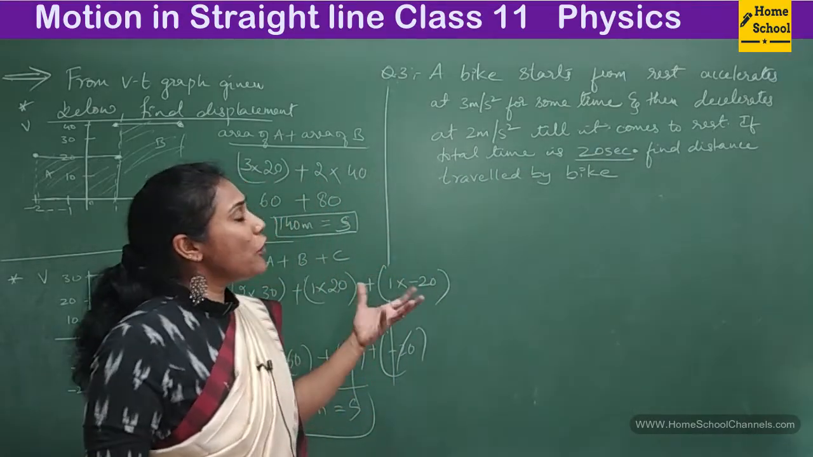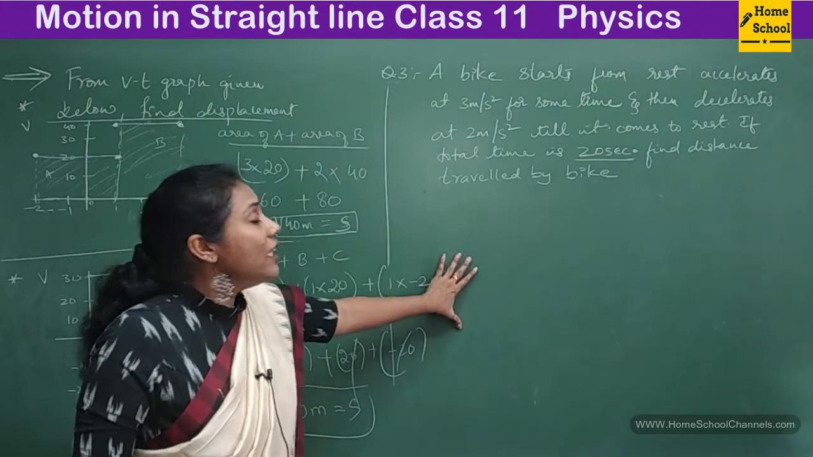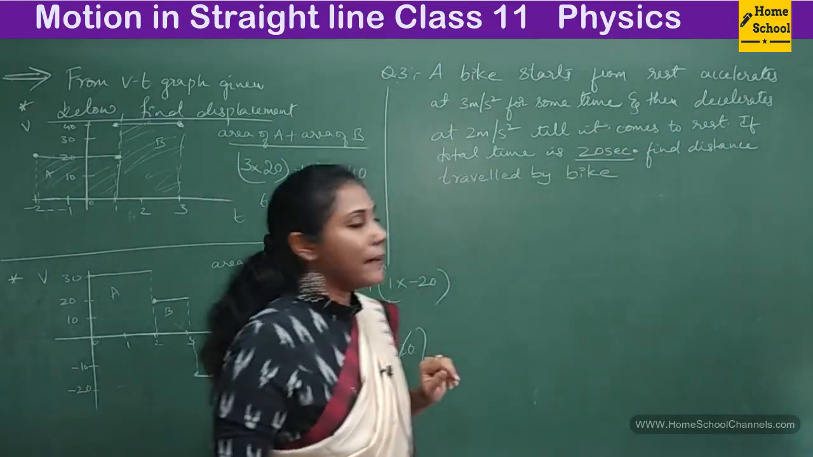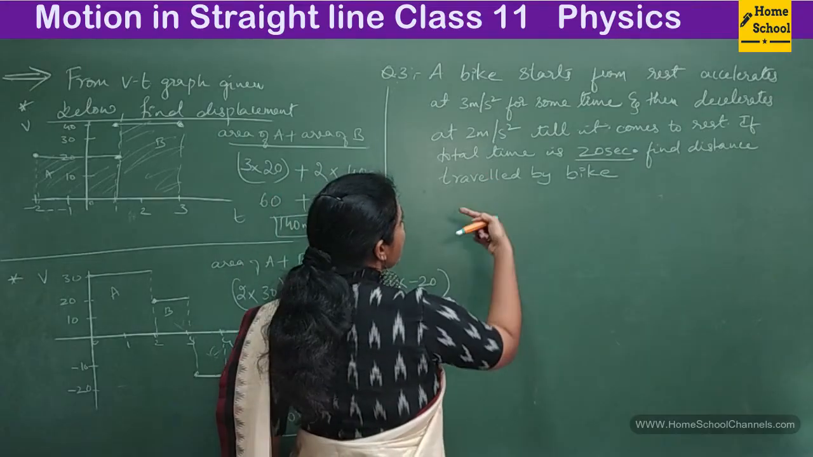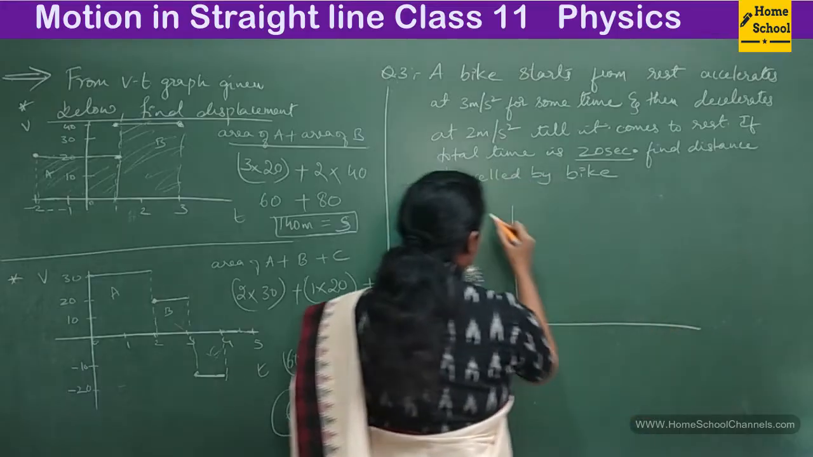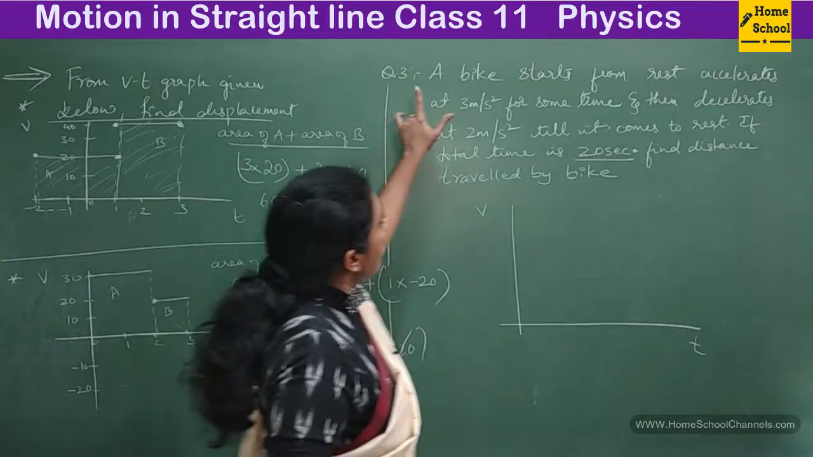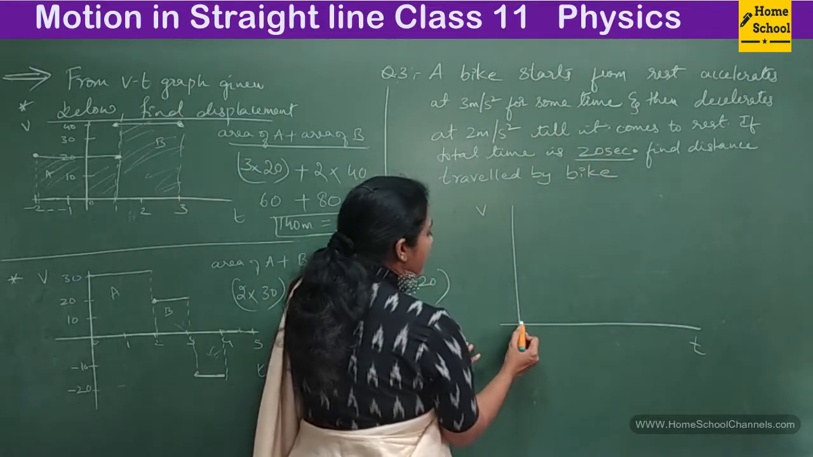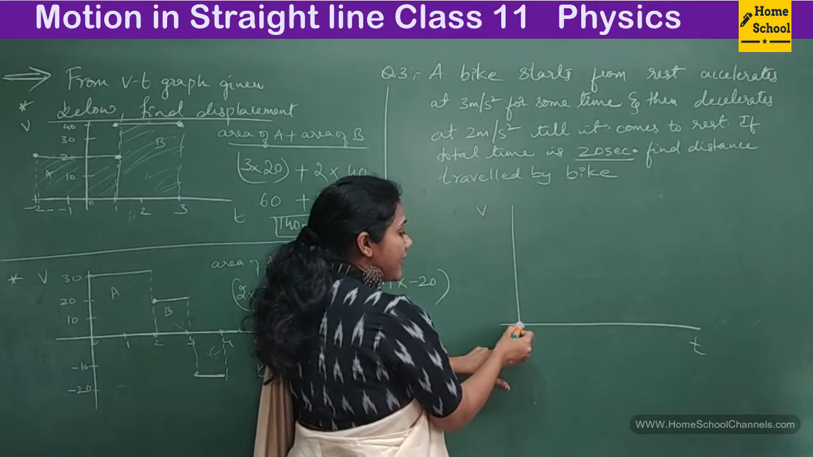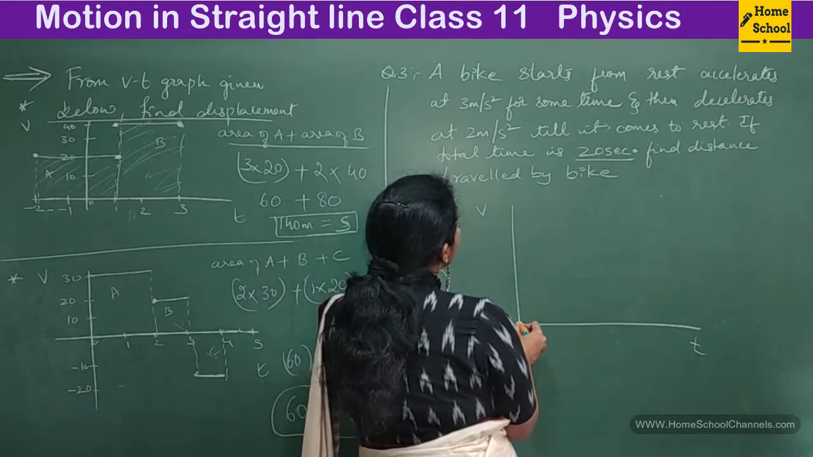Say on using a formula you can find out, not a big issue, but still you just observe with the help of a graph how I am finding distance traveled by a bike. Okay, so with the given information I am plotting a VT graph. Distance I need to find out, so I am plotting a VT graph. See, a bike starts from rest. That means a bike is starting from here. So when something is at rest, T is equal to 0, V is also equal to 0. So this is the starting point of a bike.